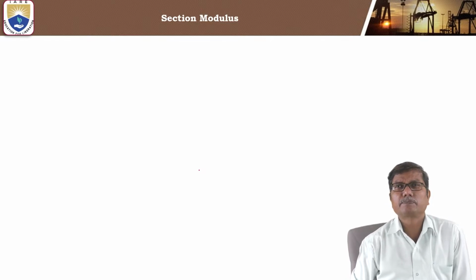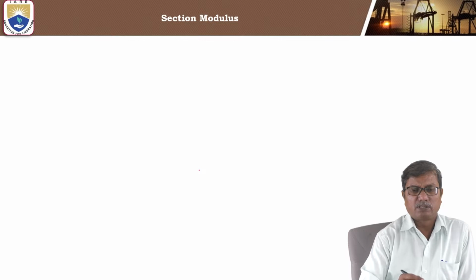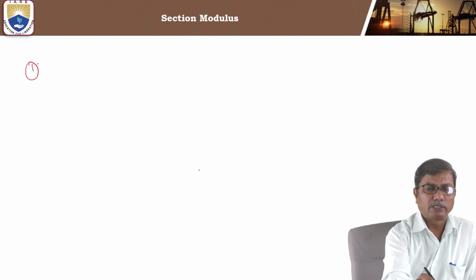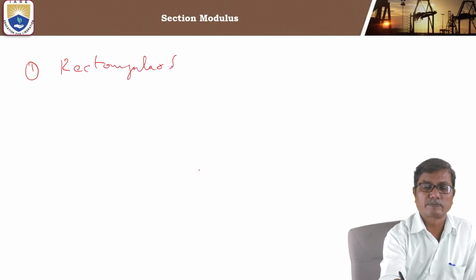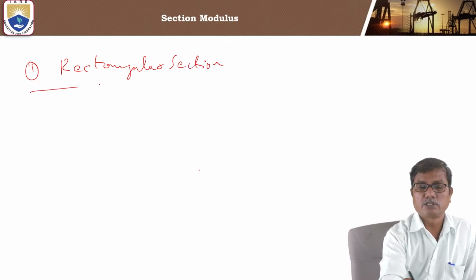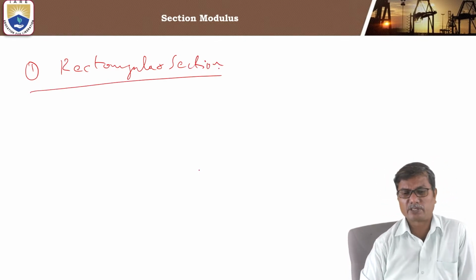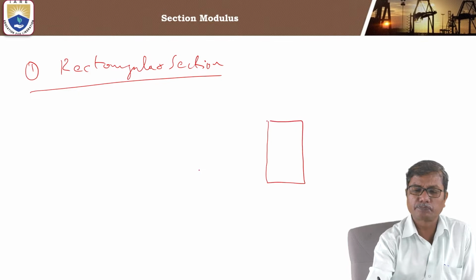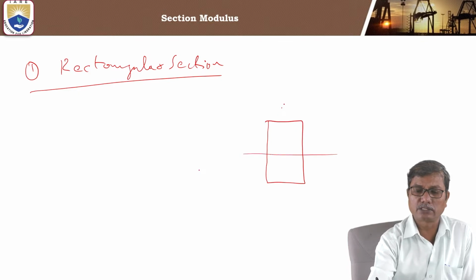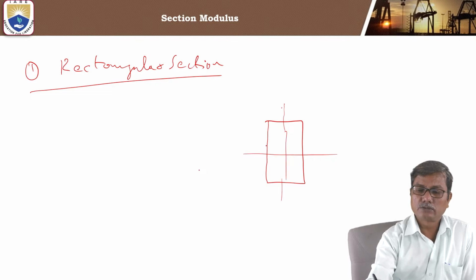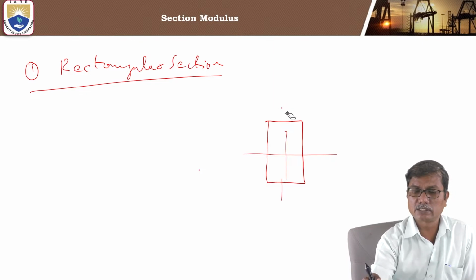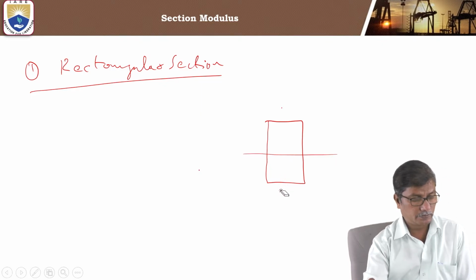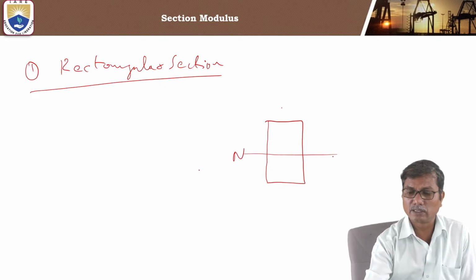So here, as a first example, let us consider a rectangular section. Section modulus for a rectangular section, which is actually symmetrical about one horizontal axis and one vertical axis. So we don't bother about the vertical axis. We consider the horizontal axis, which is the neutral axis, as we call it, because it passes through the centroid.